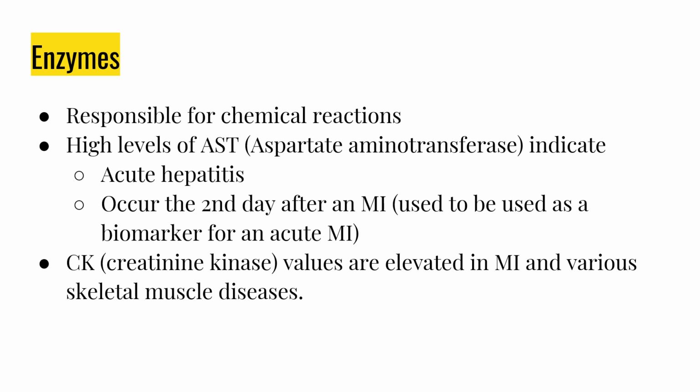If you have a high level of AST, it could indicate hepatitis. It often can be used as a biomarker on the second day after an MI. It used to be used for an acute MI, but now we have troponin as one of the biomarkers that we use instead. Creatine kinase is also elevated in MIs and various types of skeletal muscle diseases. If you're breaking that down in your body, it will show up. It's basically a muscle breakdown byproduct. So if your CK is elevated, that might mean there's some muscle damage going on somewhere. It's usually heart muscle and skeletal muscle because those are similar types of muscle tissue.